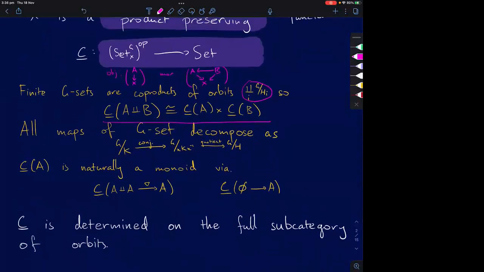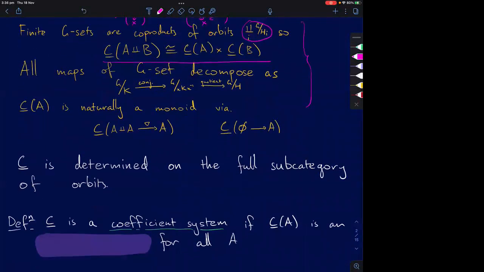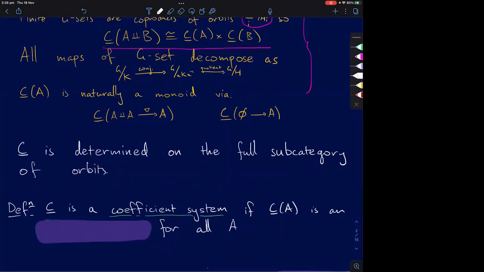So from what's above, or at least from these two things really, a semi-coefficient system is entirely determined by what it does on the subcategory of orbits, or transitive G-sets. Now, a coefficient system is a semi-coefficient system that takes values in abelian groups.